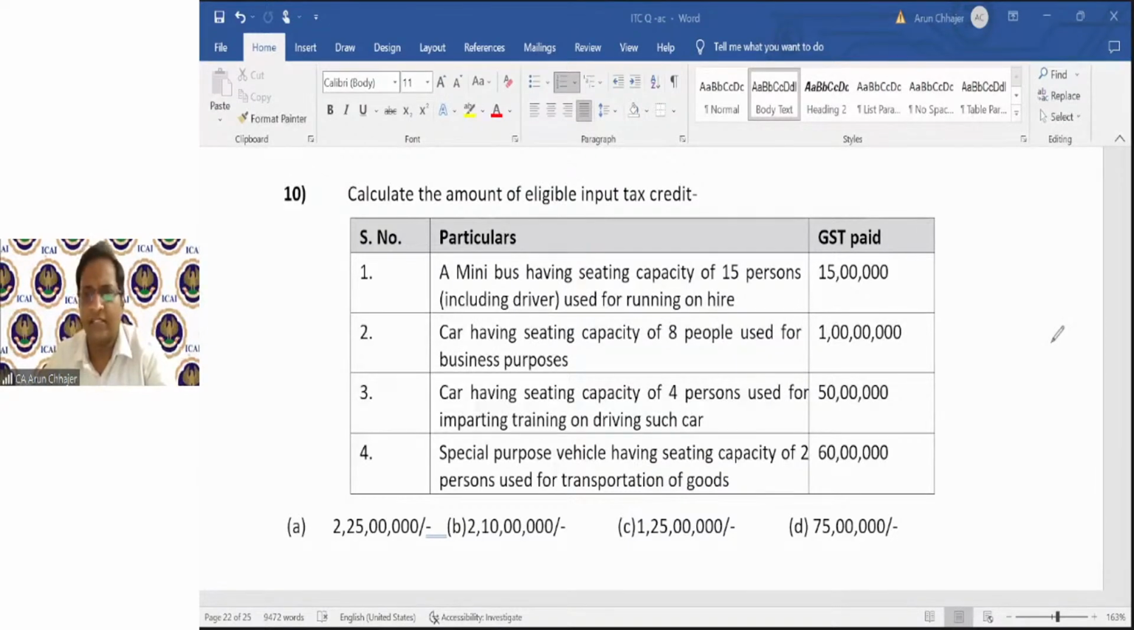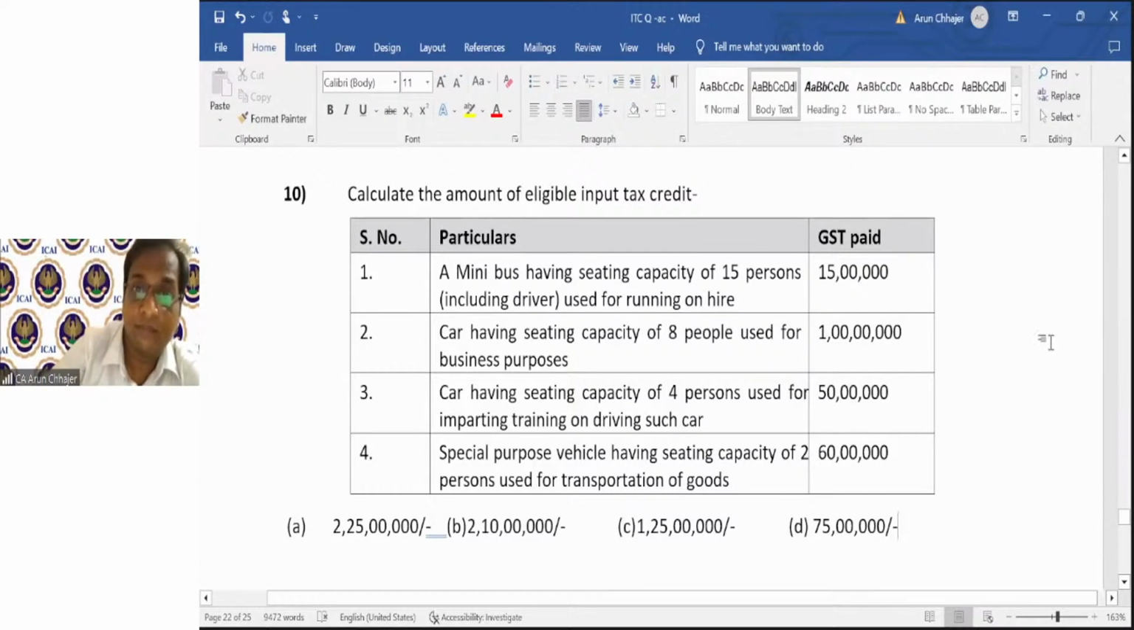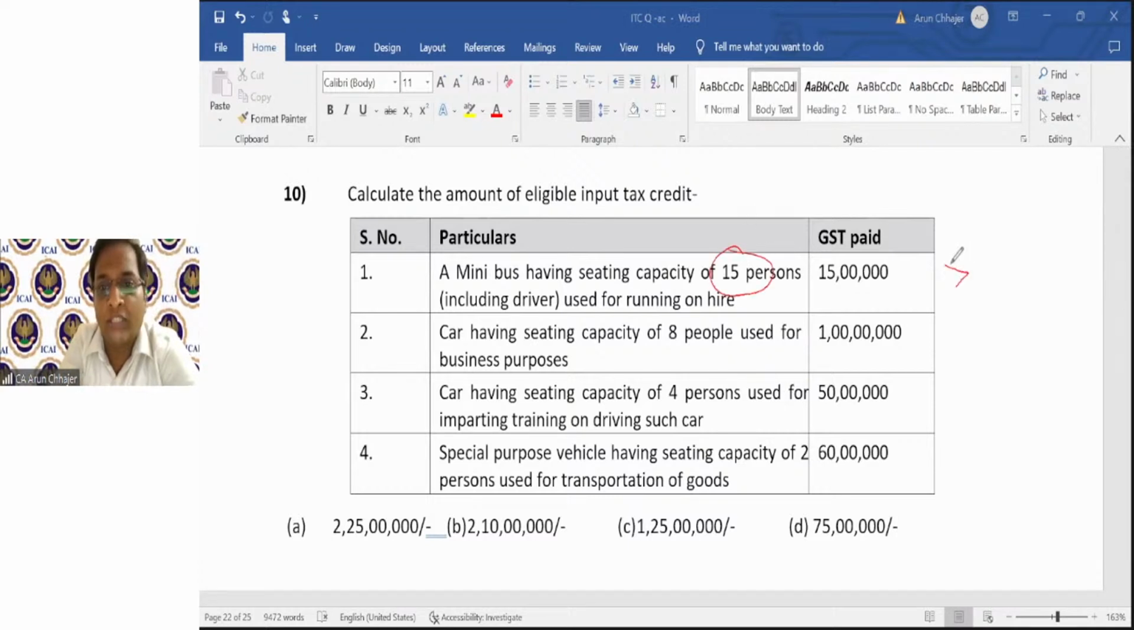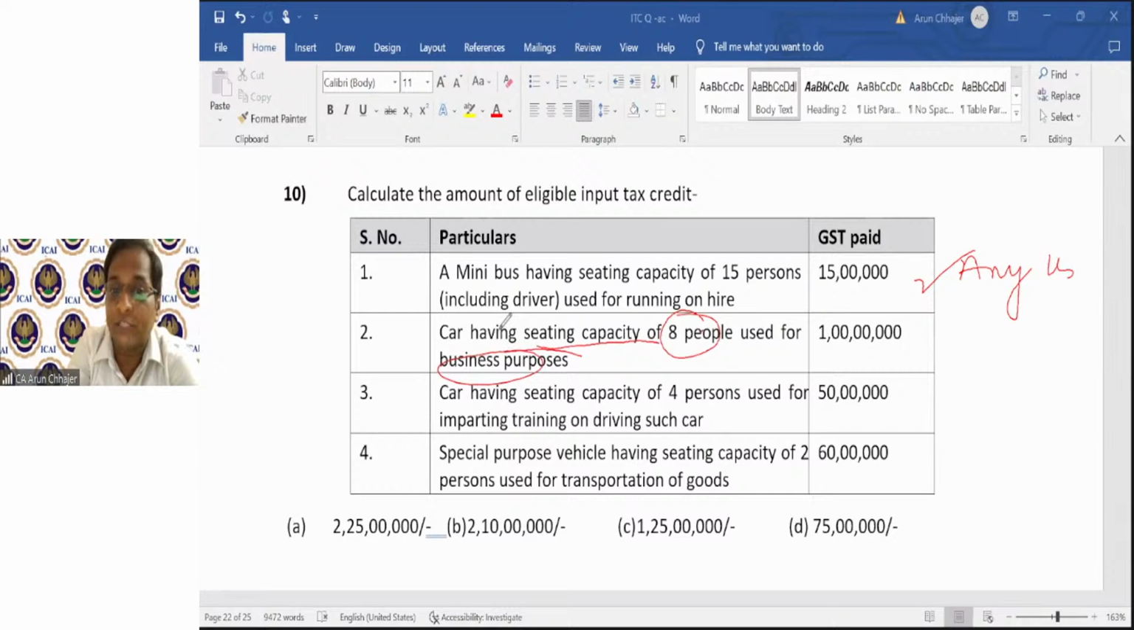So you all have given the answers. Some participants have given A, B, C, all are available. Let me move to the solution. In this question, a minibus of more than 13 seats, ITC allowed, irrespective of any use. Car having seating capacity of 8 people, and what is the use? Business purpose. ITC not allowed.